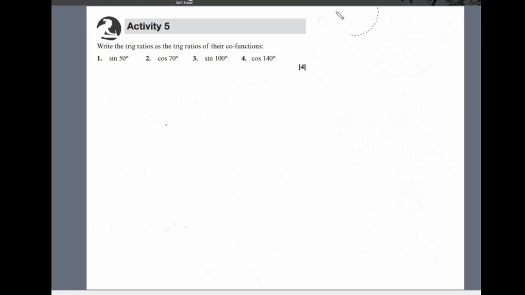Okay, let's begin the exercise. Write the trig ratios as the trig ratios of their cofunctions. Number 1, sine 50 is the same as saying sine of 90 minus 40, because 90 minus 50 is 40. Then 90 minus 40 is in the first quadrant, where all ratios are positive, so the answer is cos 40.